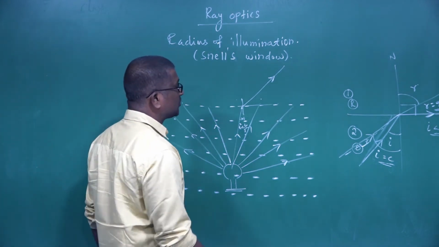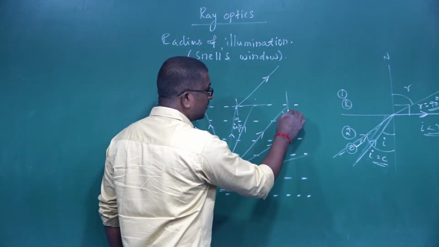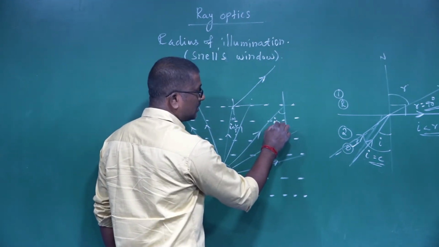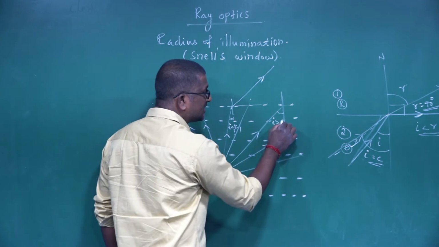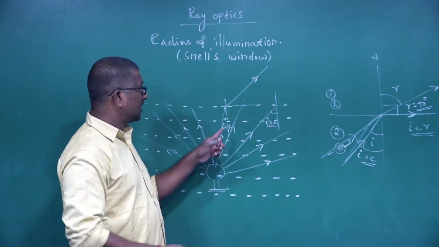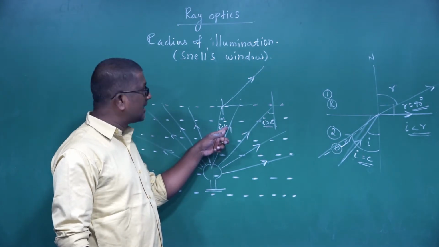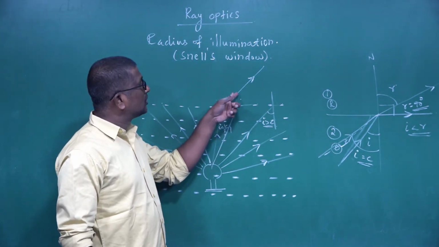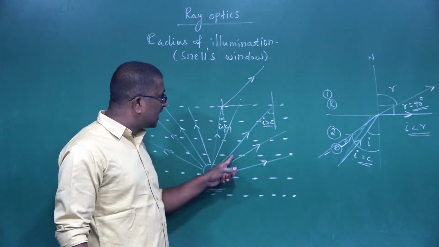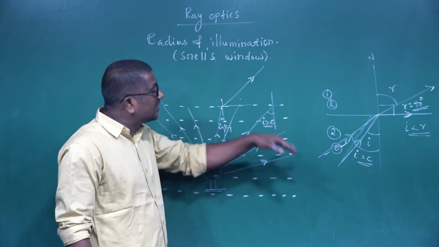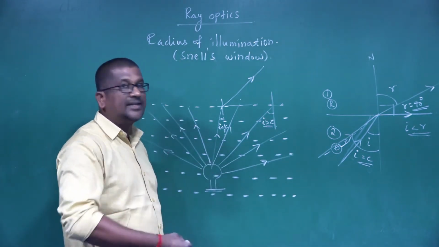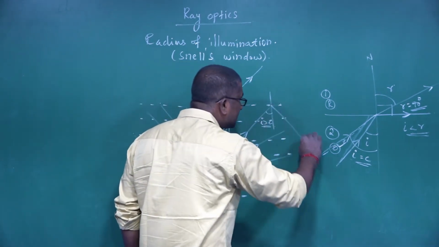Suppose one of the rays from the source is incident on the surface at an angle of incidence greater than the critical angle. Earlier, the angle of incidence was less than the critical angle, so refraction took place and the light emerged out. But here, the angle of incidence is greater than the critical angle, so no refraction takes place. Instead, the entire light is reflected back into the same medium itself.